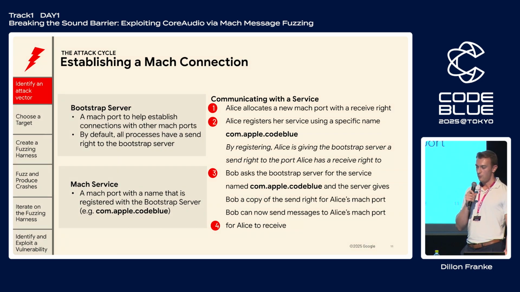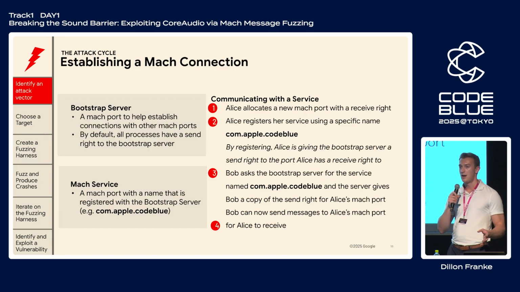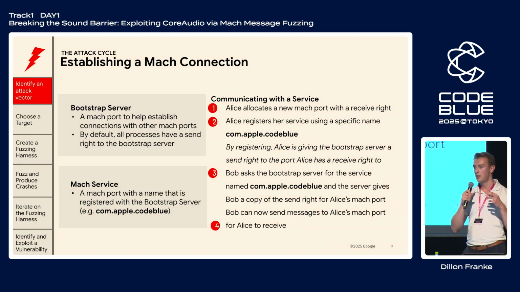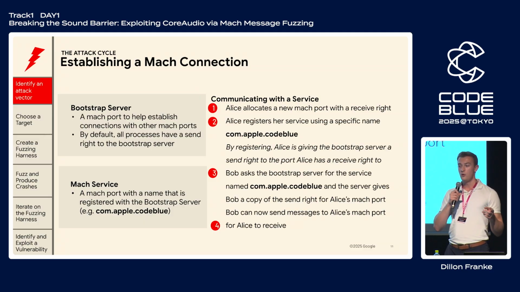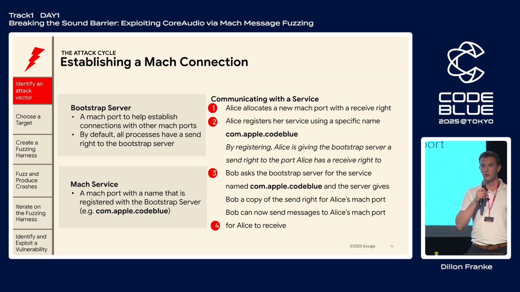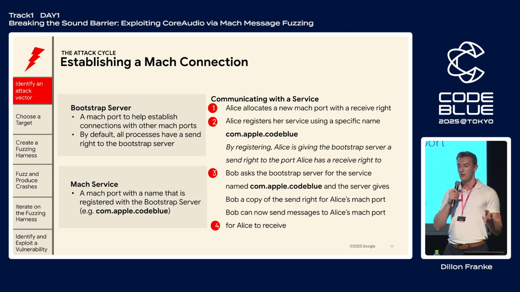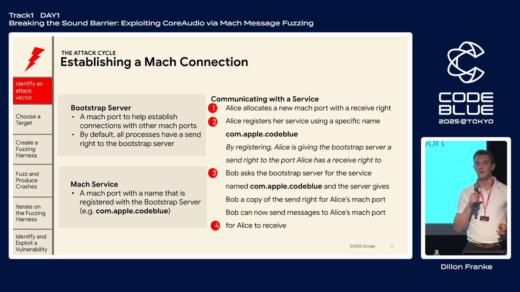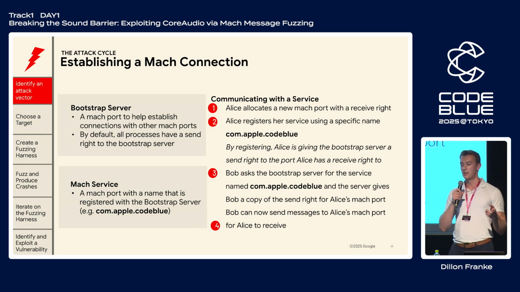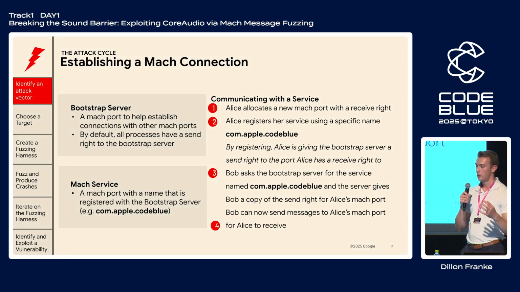So, for example, if we want to register a service called com.apple.codeblue, let's say we have two parties here, Alice and Bob. Alice would allocate a new Mach port with a receive right. Then she's going to register her service using that specific application identifier, com.apple.codeblue. And by doing that, she's giving the Bootstrap server a send right to the port that she has a receive right to. Then Bob comes along and asks the Bootstrap server for the service by the name com.apple.codeblue, and the server gives Bob a copy of the send right to Alice's Mach port. And now Bob can send messages, and then Alice, with her receive right, can fetch them. So we've established a communication channel here.